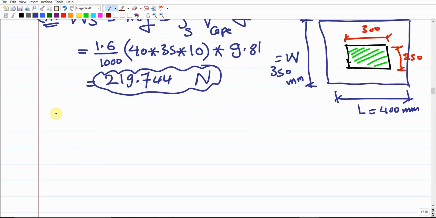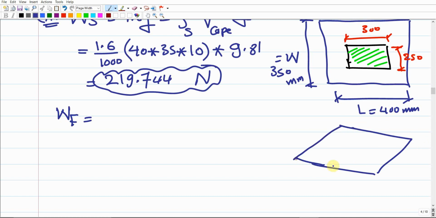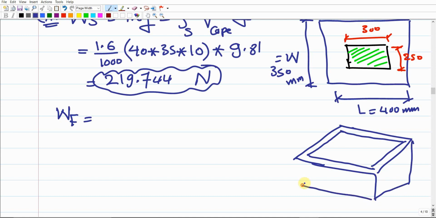How about the weight of the flask? The flask has this shape. It's just an empty box, like there is an edge, right? It's going to be in this way. The flask is just an empty box that is already open from the top and from the bottom surface. So this should be the flask.